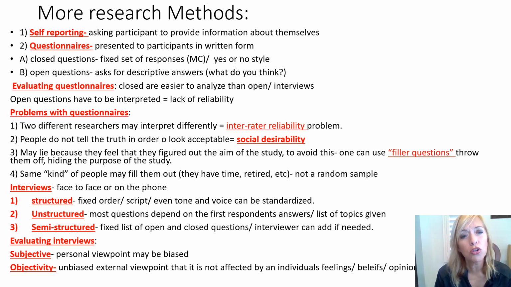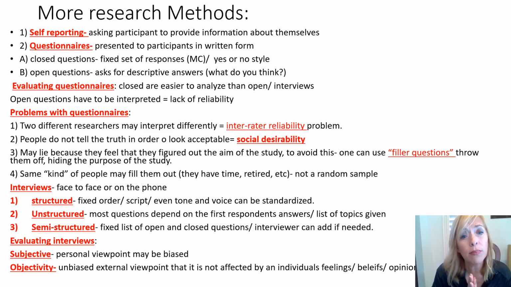You have to know what a closed question is versus an open question. A closed question is a fixed set of responses, like a multiple choice question, or a yes or no kind of question. Now, an open question is going to ask you for descriptive kinds of answers. What do you think about this? Or, tell me your feelings about something else. Those are open-ended questions, and usually there's more discussion there. There's evaluating questions, which are going to analyze things because they're evaluating a point.